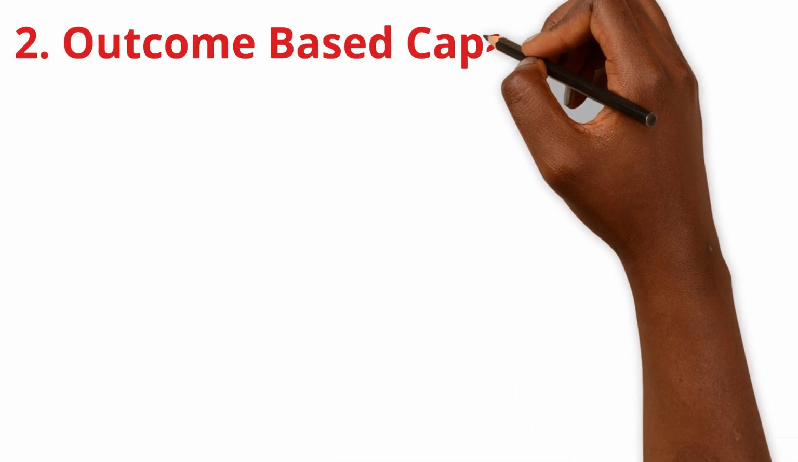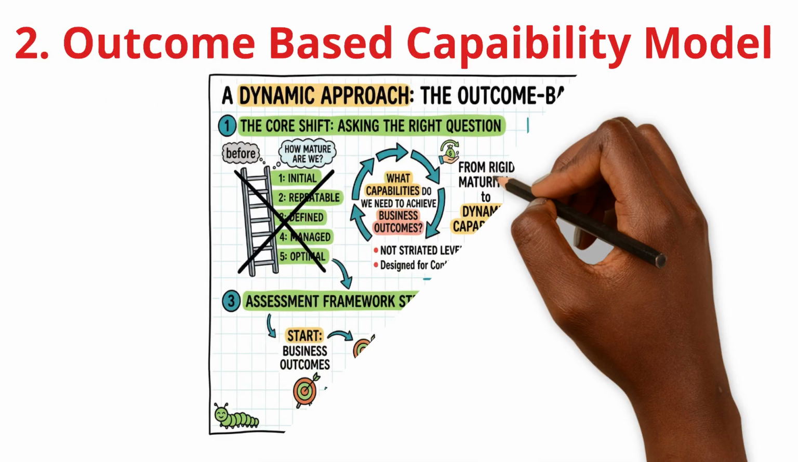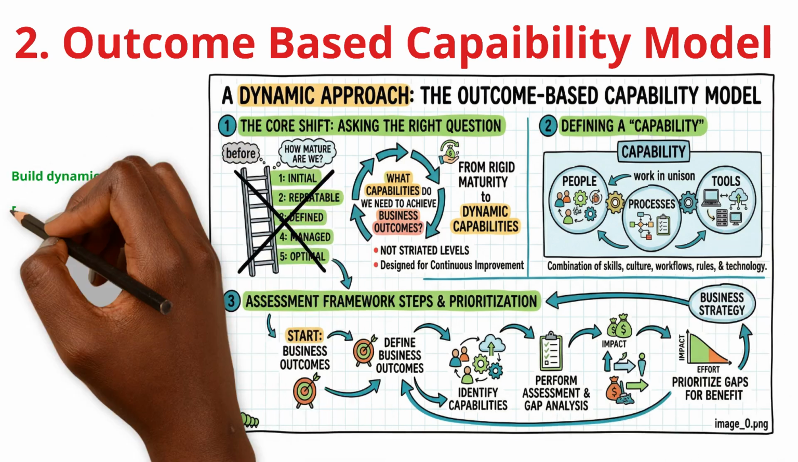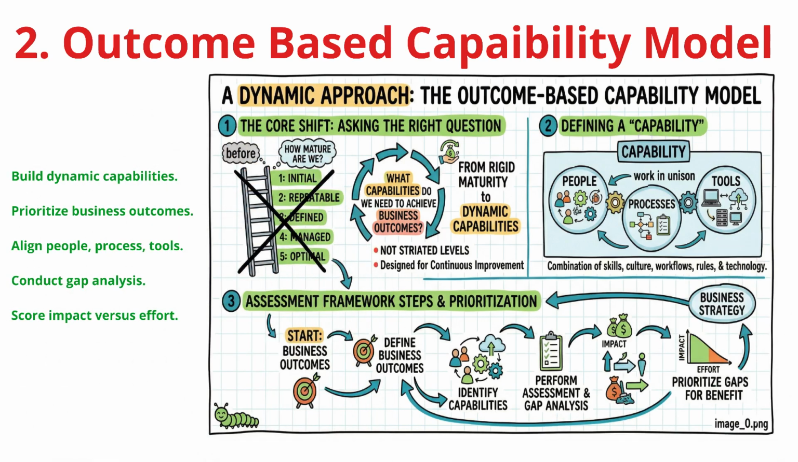We need to move away from rigid maturity ladders that ask, how mature are we? These outdated snapshots lack context and force an artificial linear growth that creates a negative terminology problem. The real competitive edge is a dynamic approach. We must shift our core question to what capabilities do we need to achieve specific business outcomes? This isn't about striated levels. It's about dynamic capabilities built for continuous improvement.